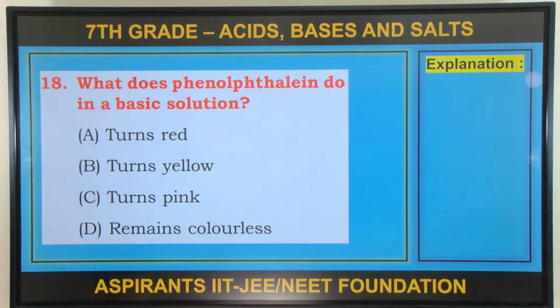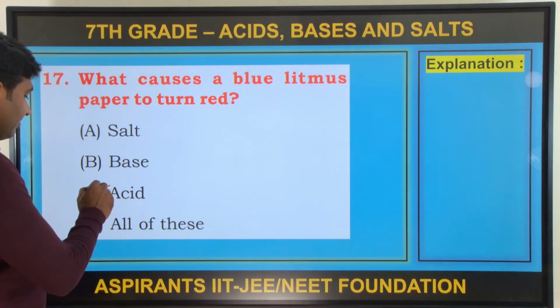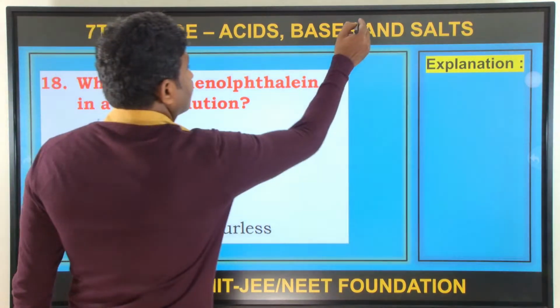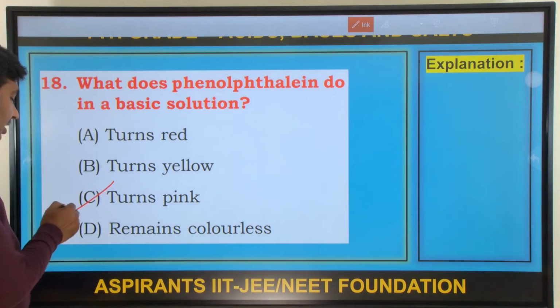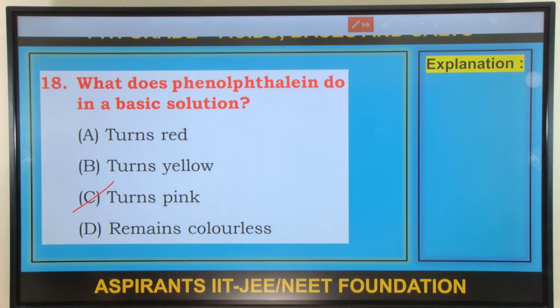Now, what does phenolphthalein do in a basic solution? Just now we discussed. It turns into pink color. Okay. What does phenolphthalein do in a basic solution? It turns into pink color. In acidic and neutral solutions it is colorless, but in basic solution it turns into pink color.